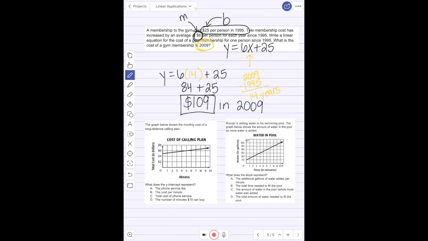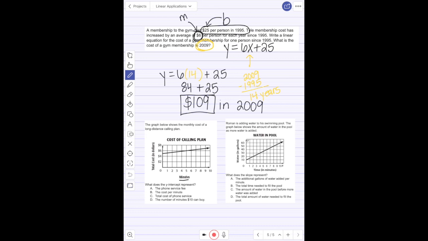All right, so then we have some graphs and they want you to interpret. Now, these are very common, especially on final exams. So be very careful with these and pay very close attention on what they're asking you for, because there are correct meanings in these problems, but did you give the meaning that they're asking for? So it says the graph below shows the cost of a long distance calling plan. So let's look at this graph here.